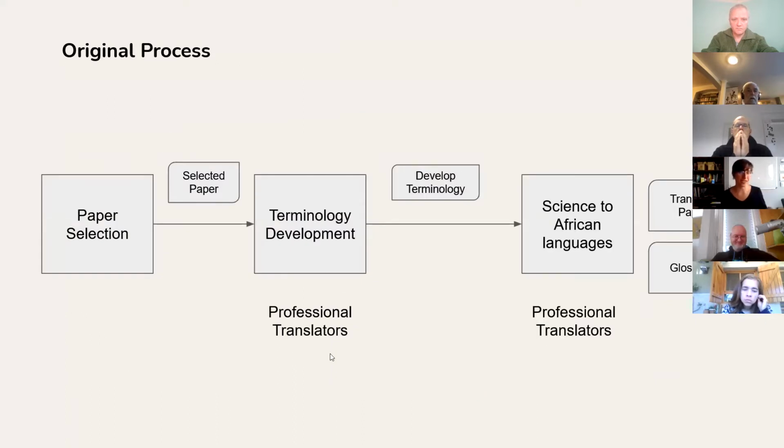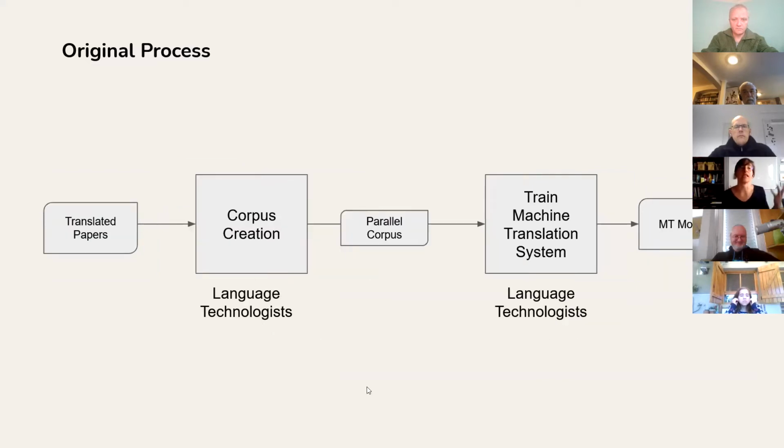And so our original process, since this is very much focused on systems, we thought we'd select papers. We had a whole bunch of criteria for what would be important for that. We're going to run some sort of terminology development exercise, and then we're going to translate the papers into African languages, and out will pop these translated papers and a glossary. Where that fits in the natural language technology space is, we take those translated papers, we make what we call a corpus, and that becomes input to training a machine translation model for a particular language set.